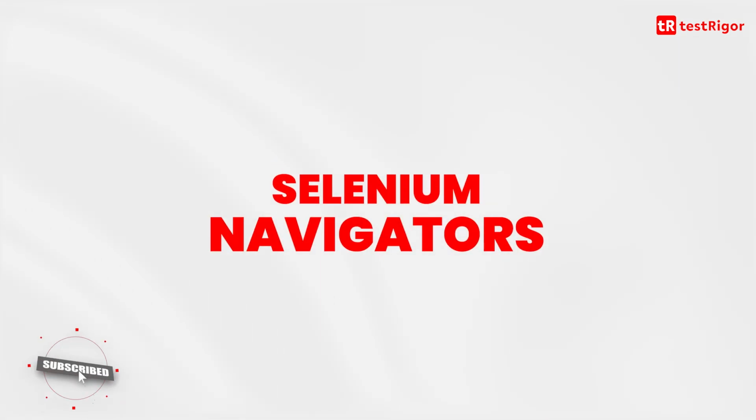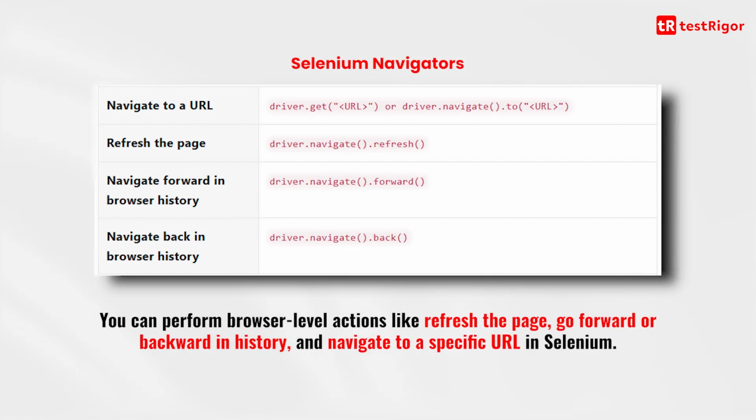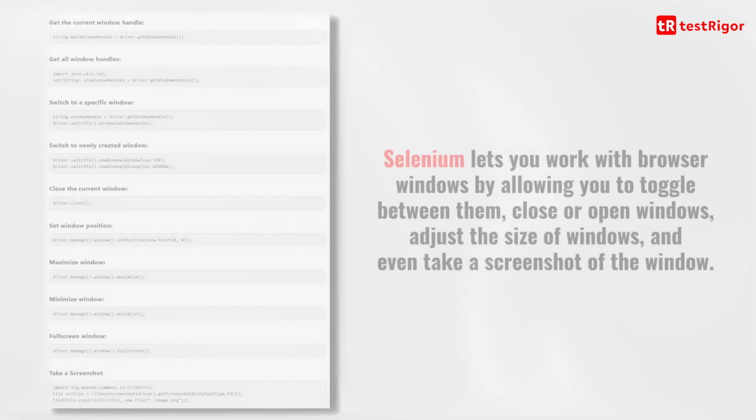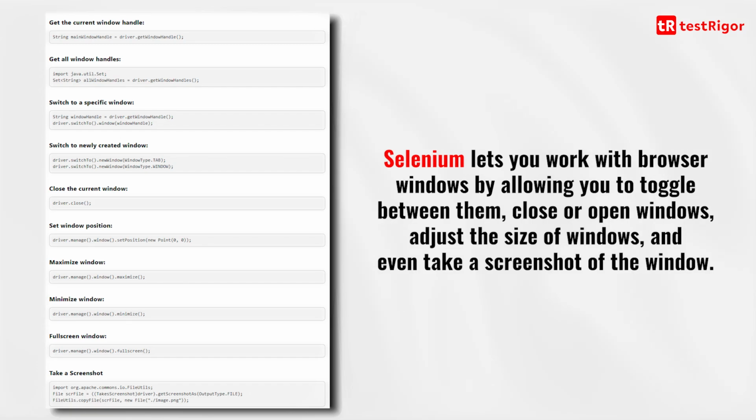Selenium Navigators. You can perform browser-level actions like refresh the page, go forward or backward in history, and navigate to a specific URL in Selenium. Working with Windows. Selenium lets you work with browser windows by allowing you to toggle between them. Close or open windows, adjust the size of windows, and even take a screenshot of the window.